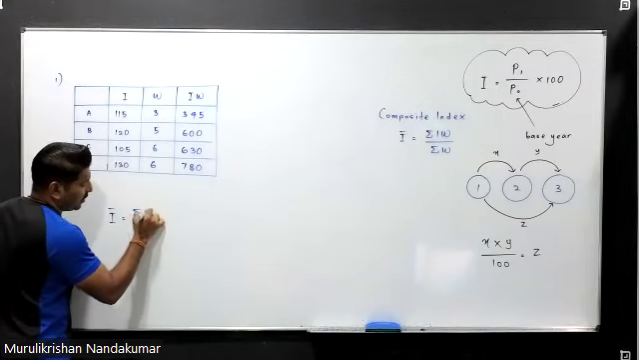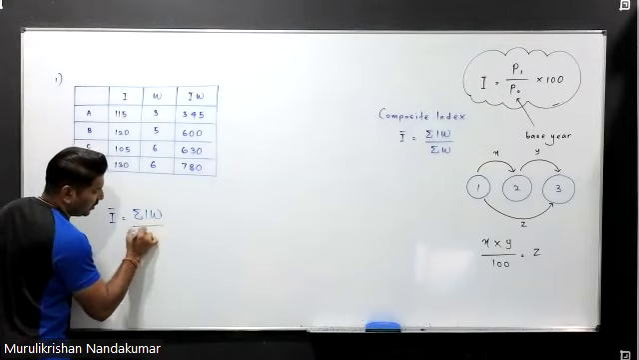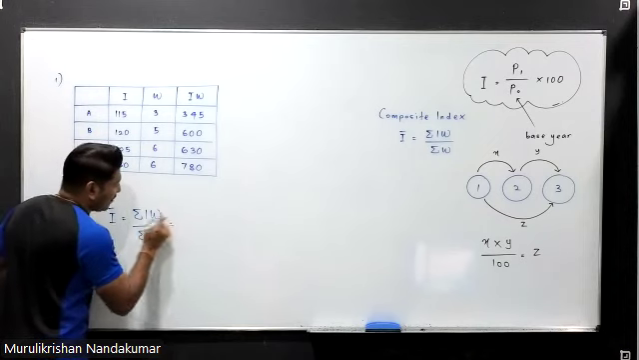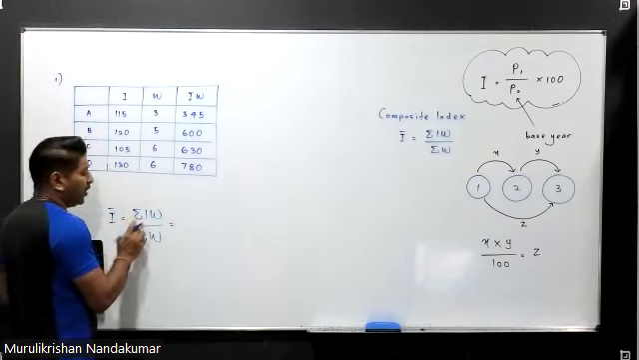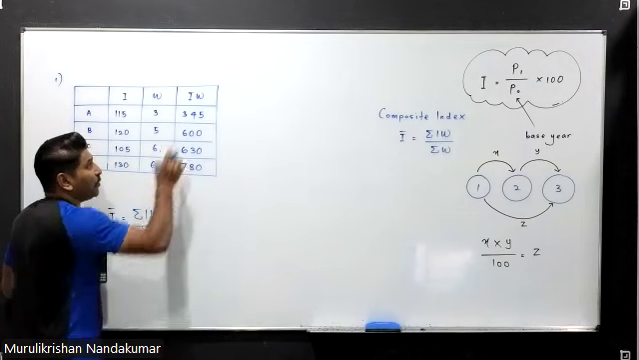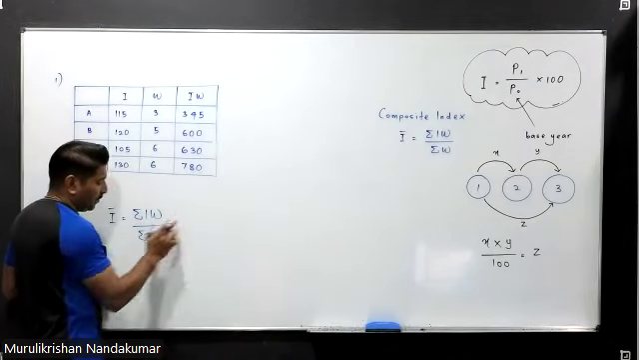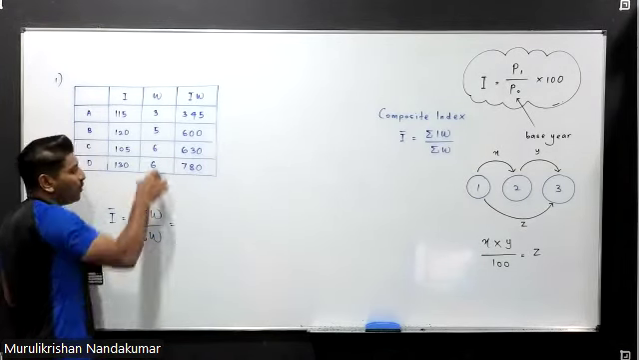Sigma IW over sigma W. Guys, sigma tu adalah total tau. Sigma tu adalah total. So dia minta total of IW. Total of IW. Semua ambil ni, total dia masuk atas. Sigma of W means total of W masuk bawah.